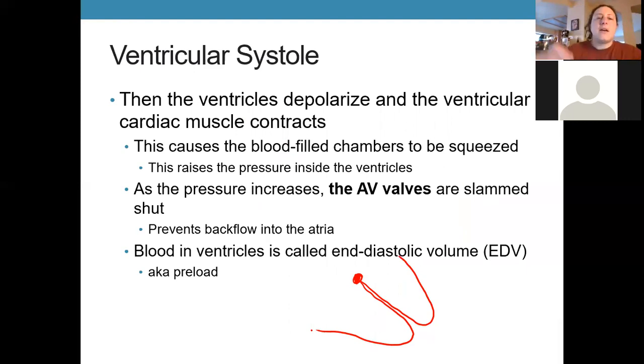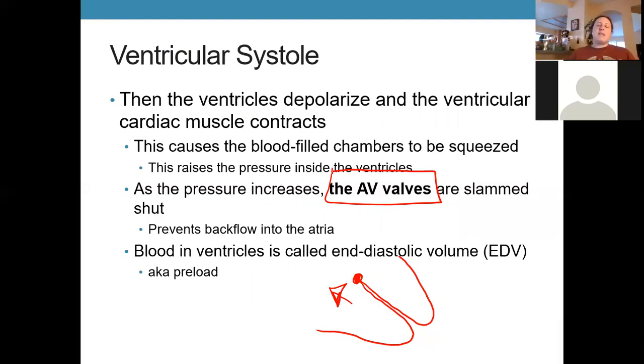So now the ventricles are contracting. They are full of blood because they've been filling the entire time that the chambers were relaxed, and they get topped up when the atria contract. And the first thing that happens is they start to contract, the blood gets squeezed and it pushes back against these atrioventricular valves, and that slams them shut so that we're not getting any backflow of blood into the atria.